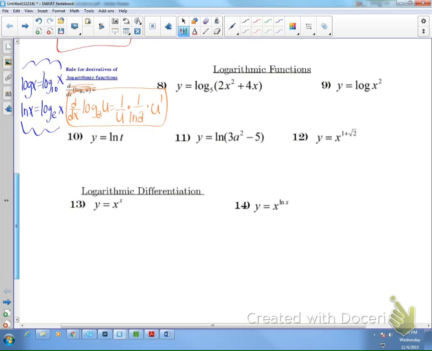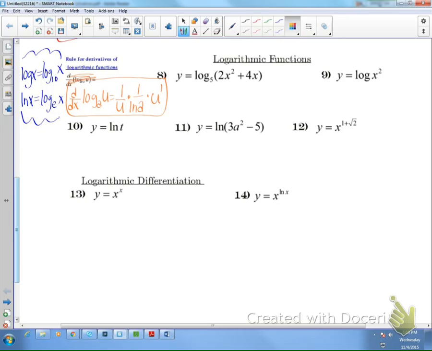Okay, so let's try number 8. If we take the derivative, we're going to get dy/dx. Don't forget to write that. Okay, a is what in number 8? A is 5, that's the base. U is that quadratic binomial, right? So we use 1 over the part, which is the quadratic, 2x squared plus 4x, times what?